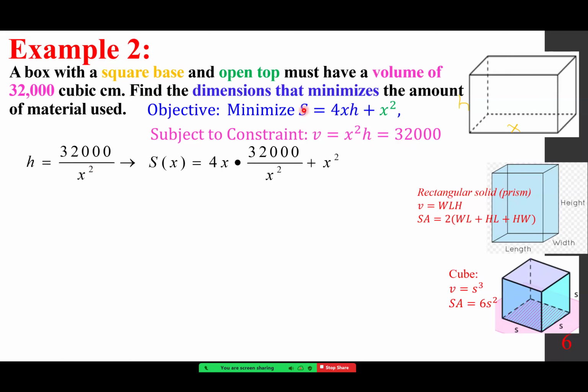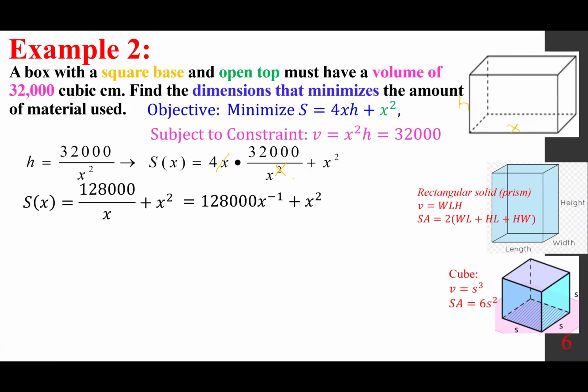And notice the very first thing, instead of S, I'm going to say S of x, because this is S of x and h. So 4x times h, 32,000 over x squared, plus x squared. 4 times 32,000 is 128,000. This x cancels out the exponent here. And we get 128,000 over x plus x squared. Because we want to differentiate this, we are going to rewrite it as 128,000 x to the power minus 1 plus x squared.